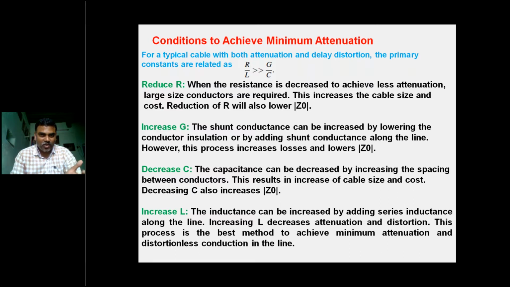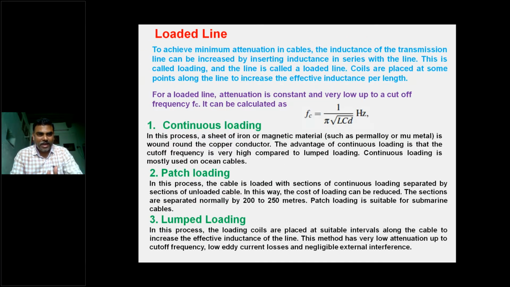See here, we can minimize the attenuation of the distortionless transmission line by taking any of these conditions: by reducing the series resistance, by increasing the shunt conductance, by decreasing the capacitance, and by increasing the inductance of the transmission line parameters. And out of all these cases, increasing inductance is practically suitable. That's why adding inductance in order to minimize attenuation is necessary for particular applications, which is nothing but called loading.